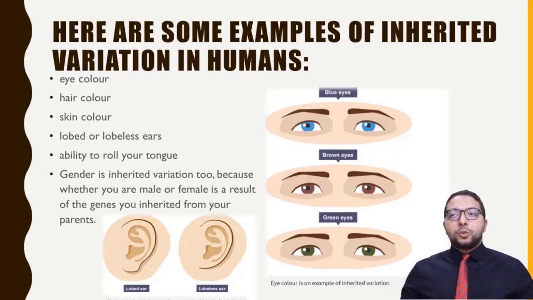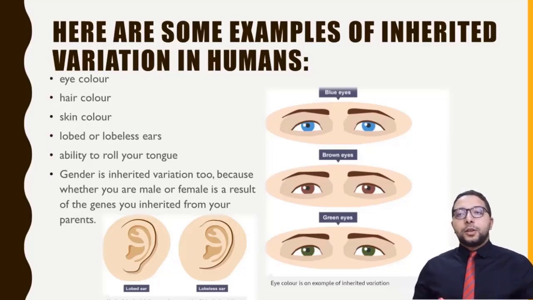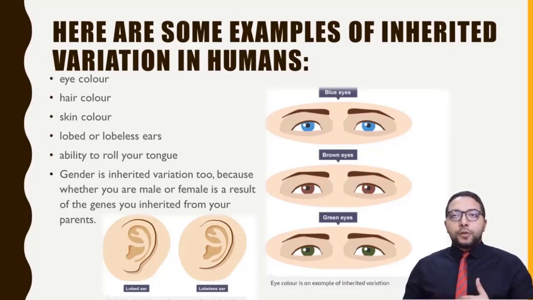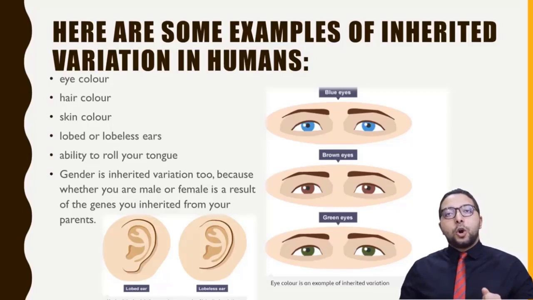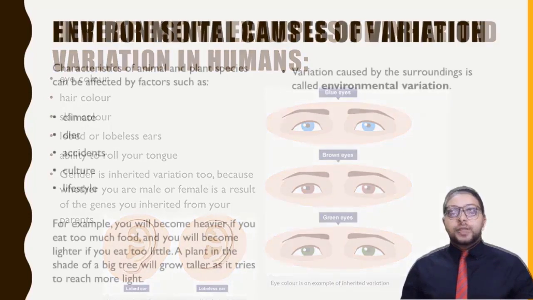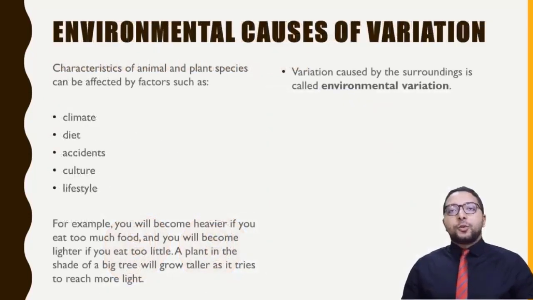As you can see in the picture, we have different eye colors and we have the differences between the ears. One is looped ear and the other one is loopless ear. All of these variations belong to humans, which are found in the same species, which is called Homo sapiens. The other factor is called environmental variation.